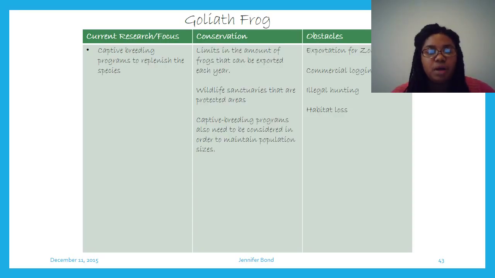With the Goliath frog, their primary research has been on captive breeding programs to replenish the species. Conservation efforts include limiting the amount of frogs that can be exported each year, wildlife sanctuaries that are protected areas, and captive breeding programs that also need to be considered in order to maintain population sizes. And obstacles include exportation for zoos, commercial logging, illegal hunting, and habitat loss.